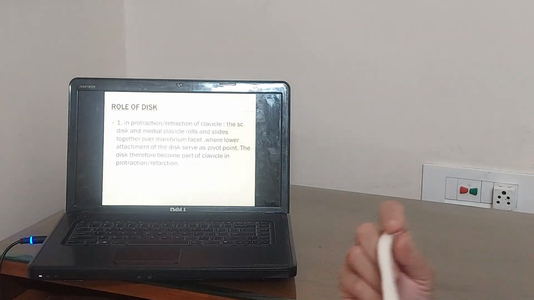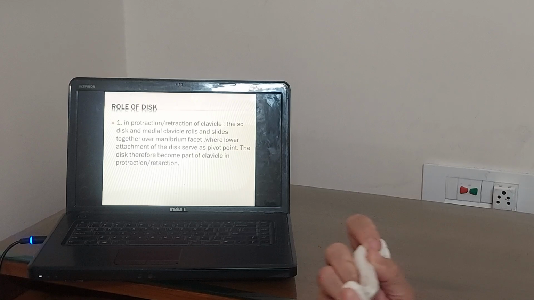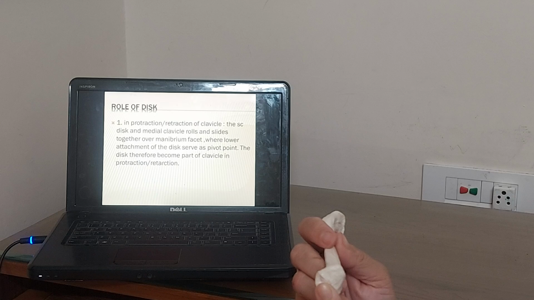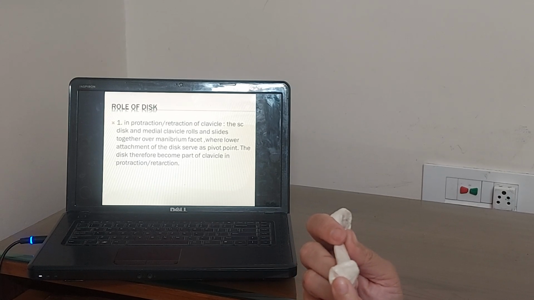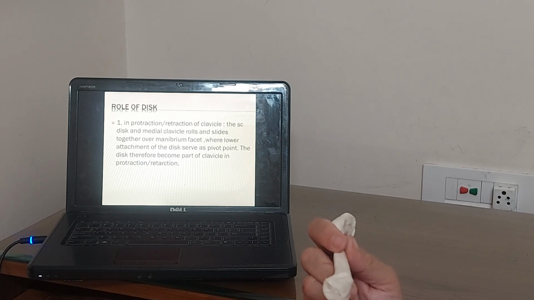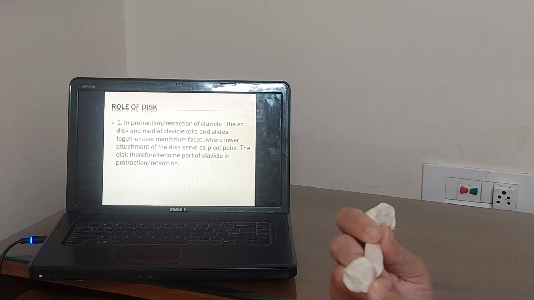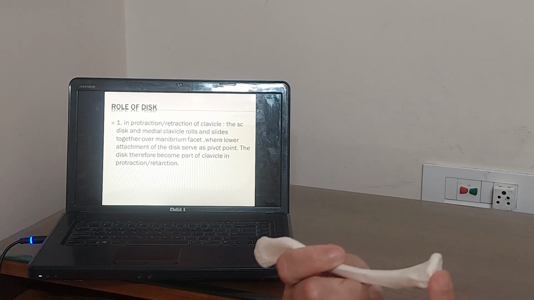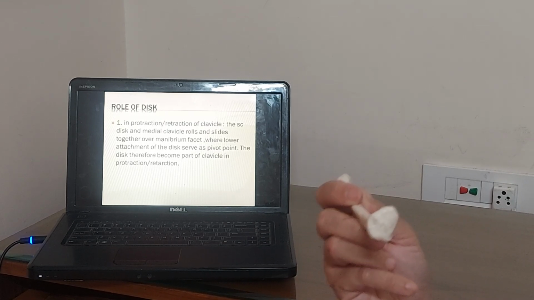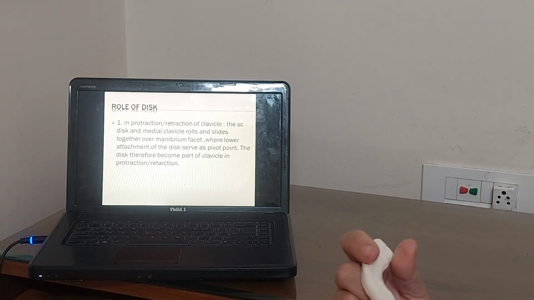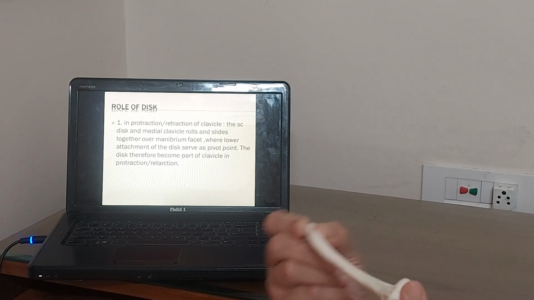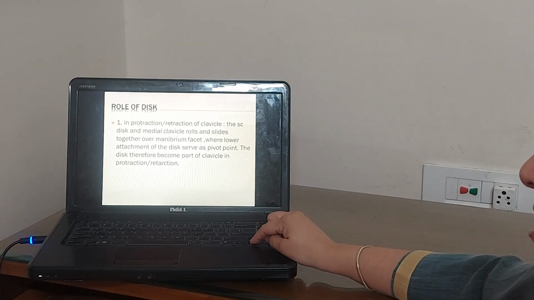Fine. Now in protraction and retraction of the clavicle, the SC disc plays a very crucial role because the medial clavicle rolls and slides together with the manubrium facet, where the lower attachment of the disc acts as a pivot and the disc therefore becomes a part of the clavicle. Now herein the lower end of the disc becomes a part of the clavicle. Initially the upper end was working, now the lower end, which was attached to the manubrium facet and the first rib, becomes a part of the movement of the clavicle. So the disc is acting along with the clavicle here in protraction and retraction.